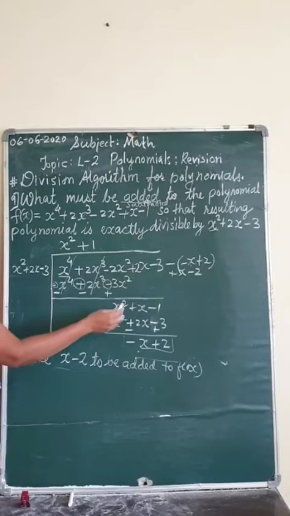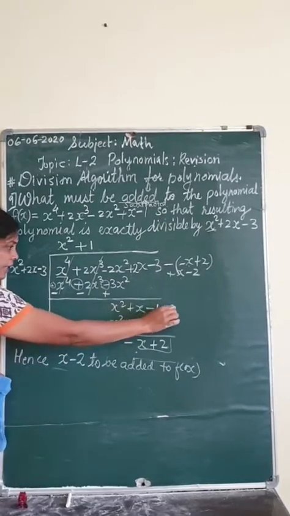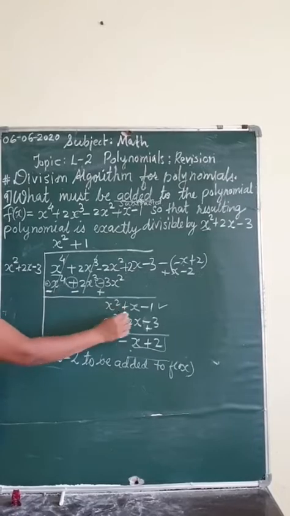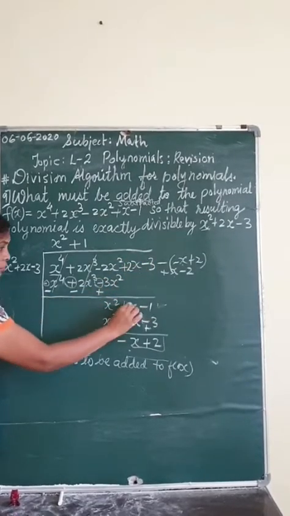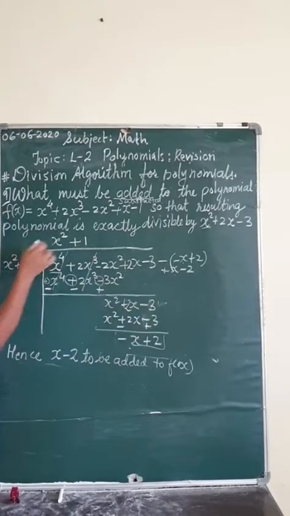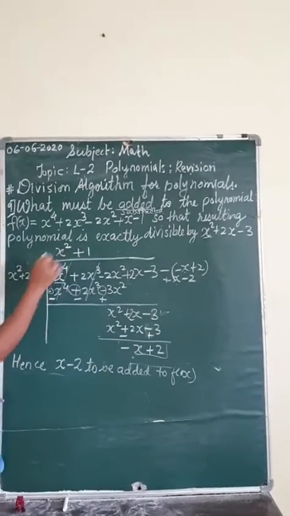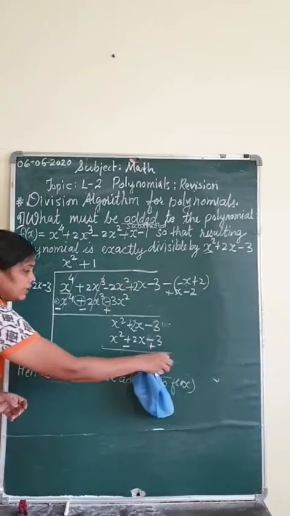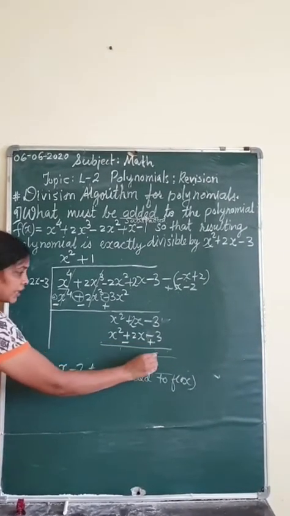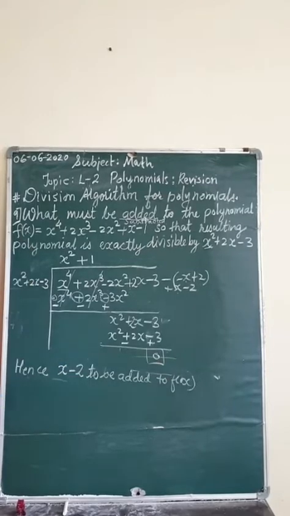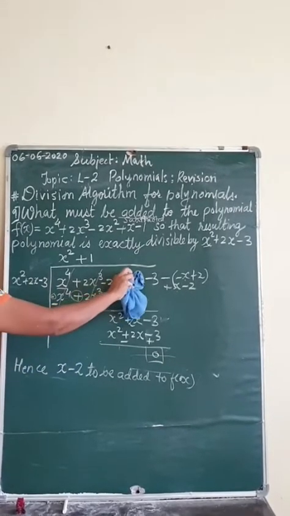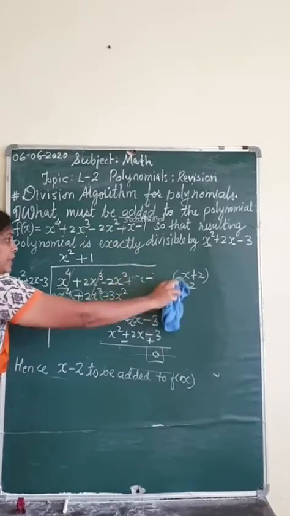That means till here our steps are right. Here we have to take minus 2x, and here minus 3. Then by multiplying this with the quotient 1, we finally get the same expression, and finally we get remainder 0. Right? So I hope you have understood this. Now I am giving you the original sum, and please note it down.